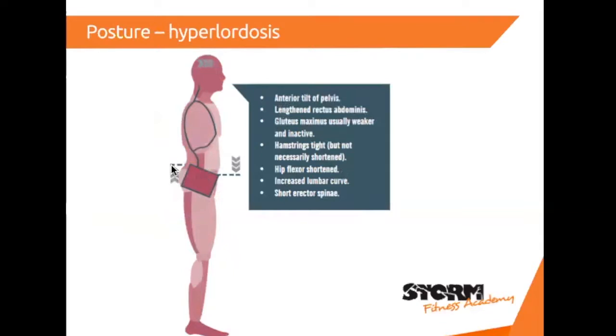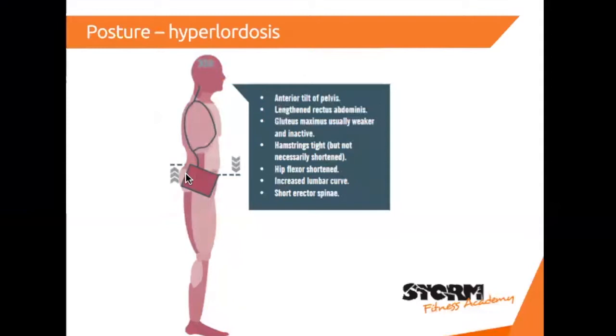And the way I always used to remember it when I did my revision was the L for lordosis. I used to think you'd get like a big L shape at the bottom of the spine. Short erector spinae. So that's the muscles that extend the spine. So you've got muscles that run all the way out the back, and they can become shortened and tight, basically. So that gives you an idea of what you need to do to correct it.